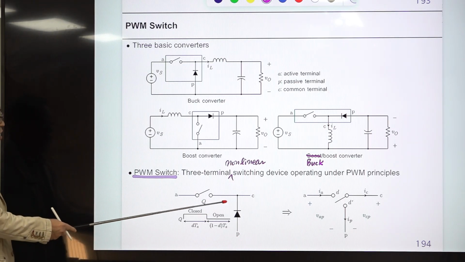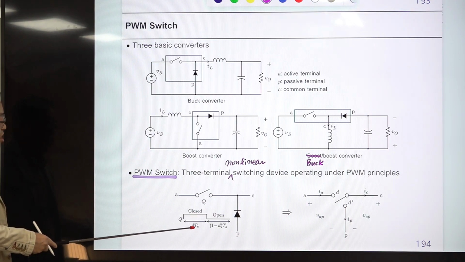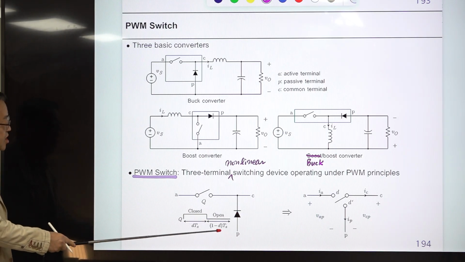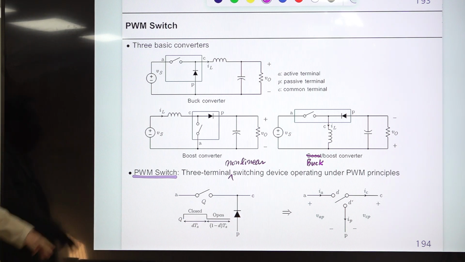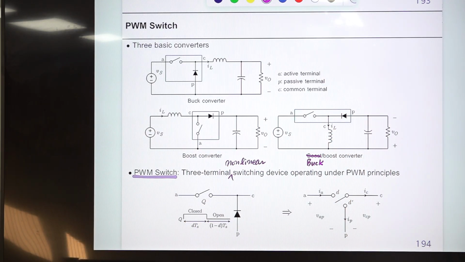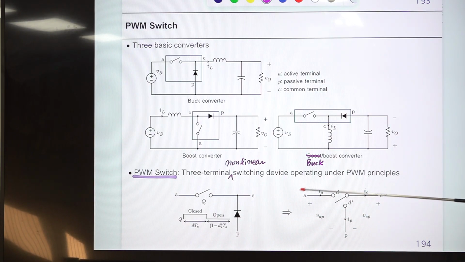This is the active switch and the passive switch, and the active switch is closed during DTS. Then this will be opened. When this switch is opened during 1 minus D times TS, this switch will be conducting. So this is a 3-terminal nonlinear device which is operating on the PWM principle. So for this we call it the PWM switch. So this circuit component is symbolized like this. So actually this was the SPT switch, and we renamed this as the PWM switch. Same thing, but it has some different meaning.